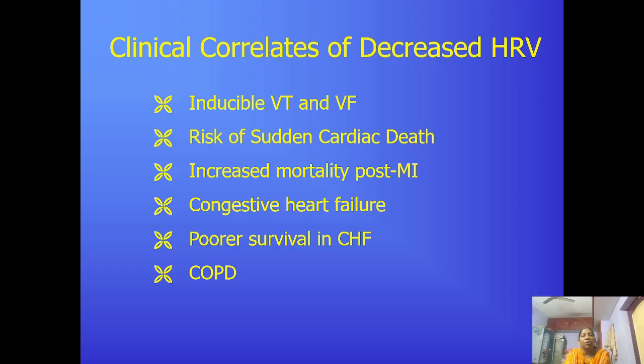Why is there a decreased HRV? It is due to inducible ventricular tachycardia or ventricular fibrillation, the risk of sudden cardiac death or increased mortality post myocardial infarction, and congestive heart failure or poor survival in chronic disease. There is CHF, congestive heart failure, and COPD, chronic obstructive pulmonary disease. For all these cases, there is a decreased HRV. So the HRV should not be too much decreased, and should not be too much increased also. Both lead to a severe problem.